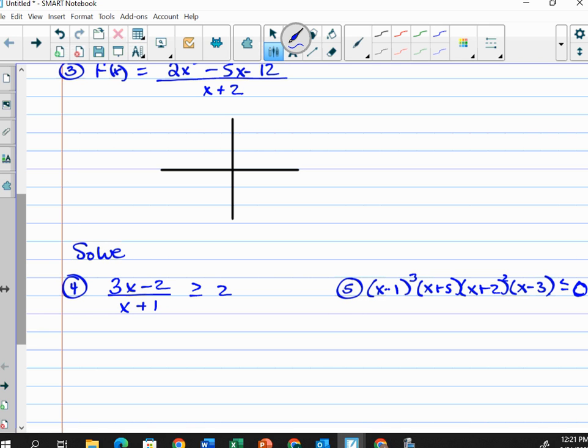Is the x plus 2 the second? It is, yes. x plus 2 squared. It's a really small 2.